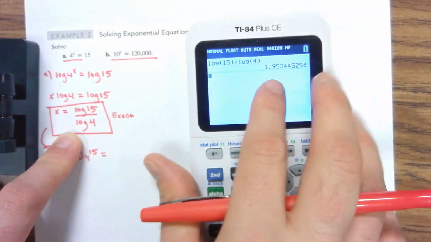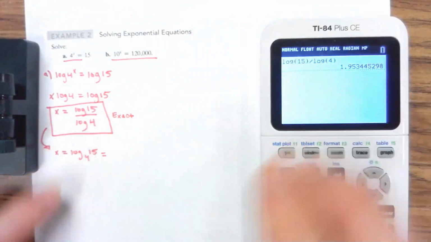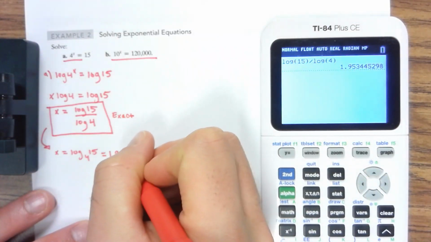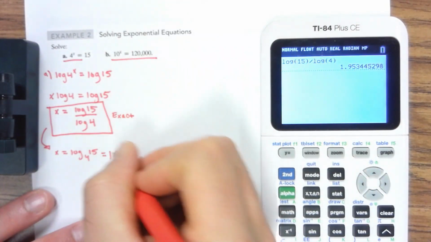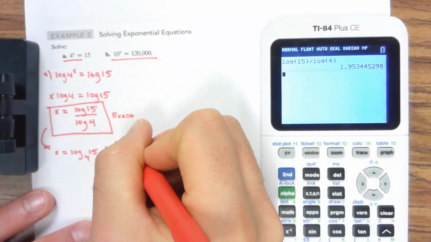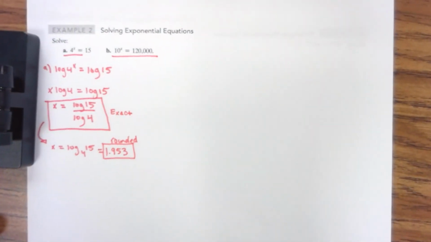And I get 1.953. We'll round to 3 decimal places. So let's call this 1.953. Okay, and this is our rounded answer. That's rounded to 3 decimal places.